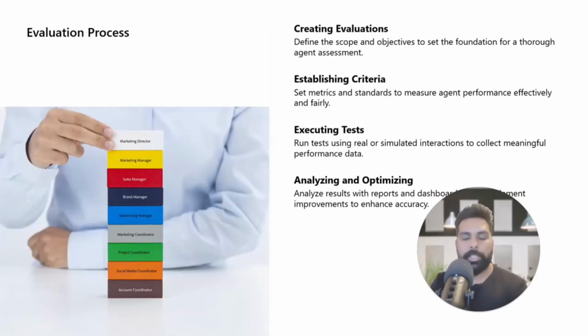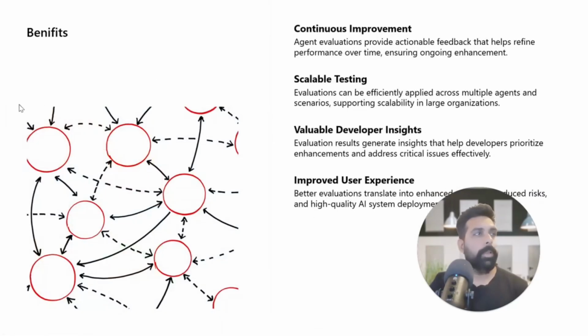How does the evaluation work if you want to do it for any of the agents you are building? The first step is creating the evaluation: define the scope and objective, which set the foundation for a thorough agent assessment. Then establishing the criteria and metrics, and then the execution of the test using real or simulated interaction to collect meaningful performance data, and then analyzing and optimizing. And what are the benefits you get out of it? You get continuous improvement, scalable testing, valuable developer insight, and improved user experience.